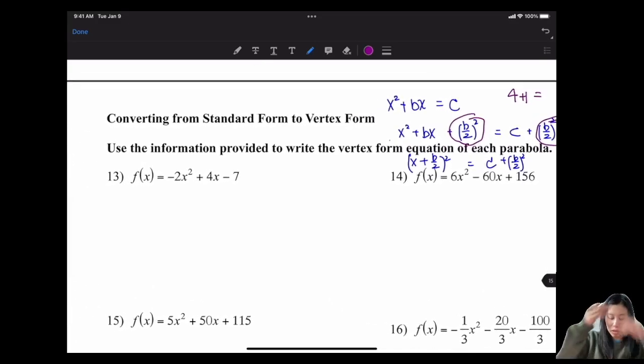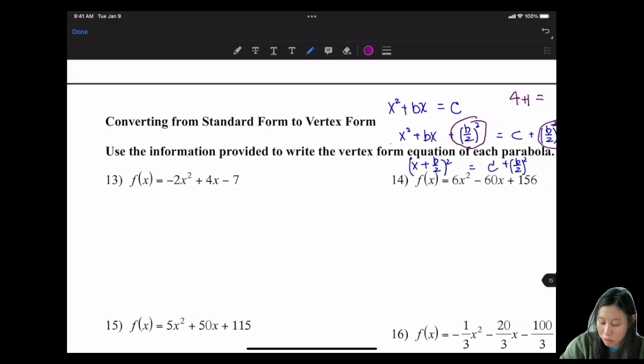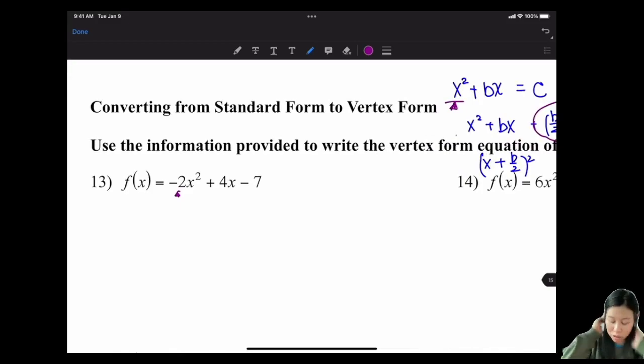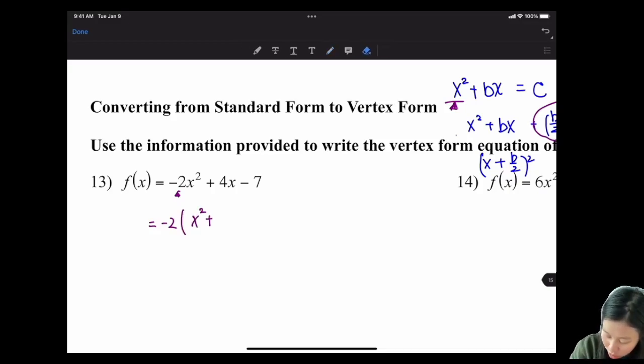Okay, so now let's take a look at number 13. How do we complete the square? Let's take a look. Our quadratic term has a coefficient equal to -2, not 1. What you can do is factor the -2 out. So I have -2 times (x squared minus 2x) minus 7. So now let's look at the parentheses.